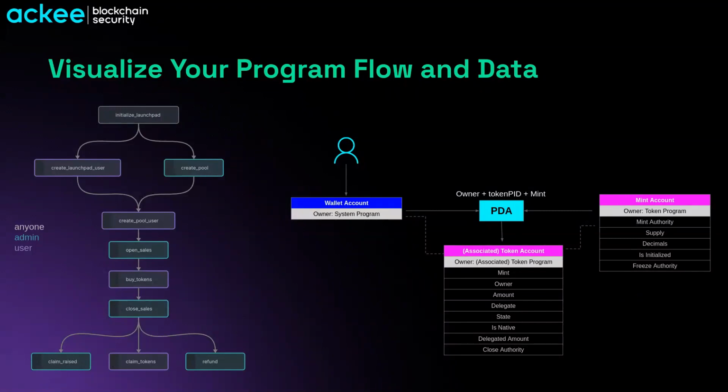So this is the program flow, and what is also very good for testing and for documentation for other developers or maybe even users is the data structure. So here you can see an example of an associated token account. It is a PDA account that is based on the owner's public key, then the token program ID, and the public key of the mint account. So you can directly see the structure, what is saved where, and how the PDA is calculated.